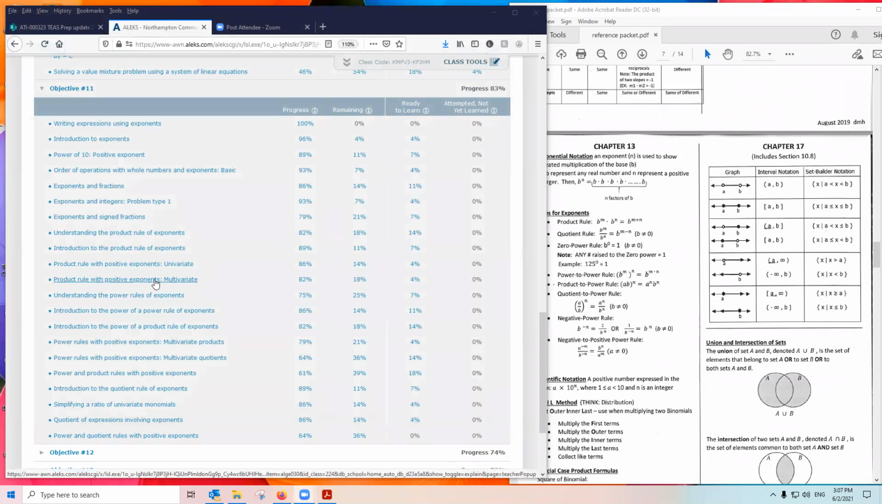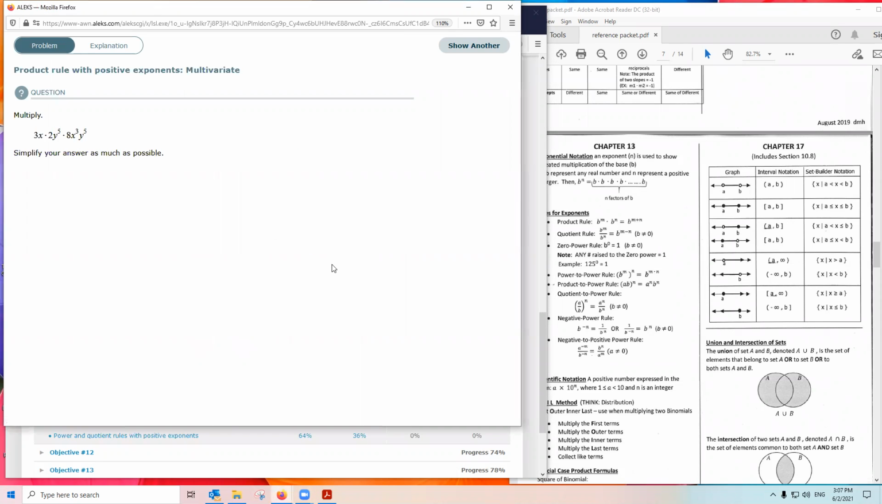Let's do another example here. It's a little more complicated. All right. So here's what they're giving me. Kind of a messy expression. 3x times 2y to the 5 times 8x to the 3, y to the 5.